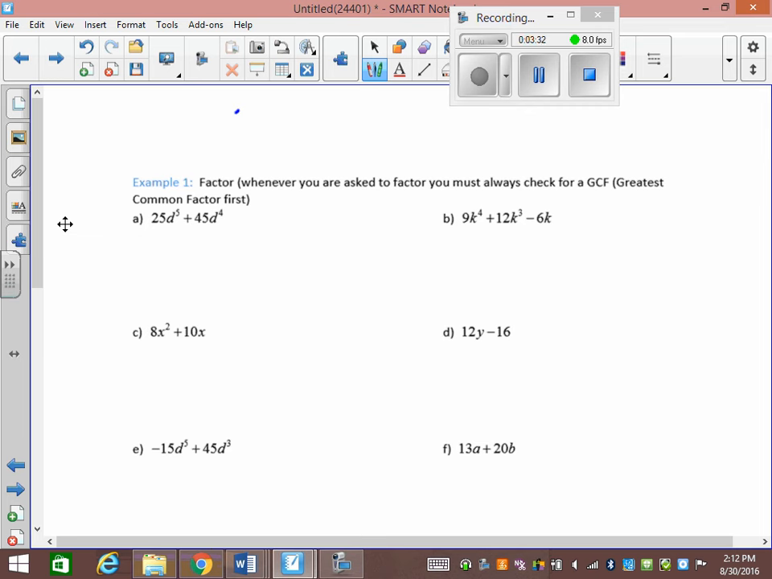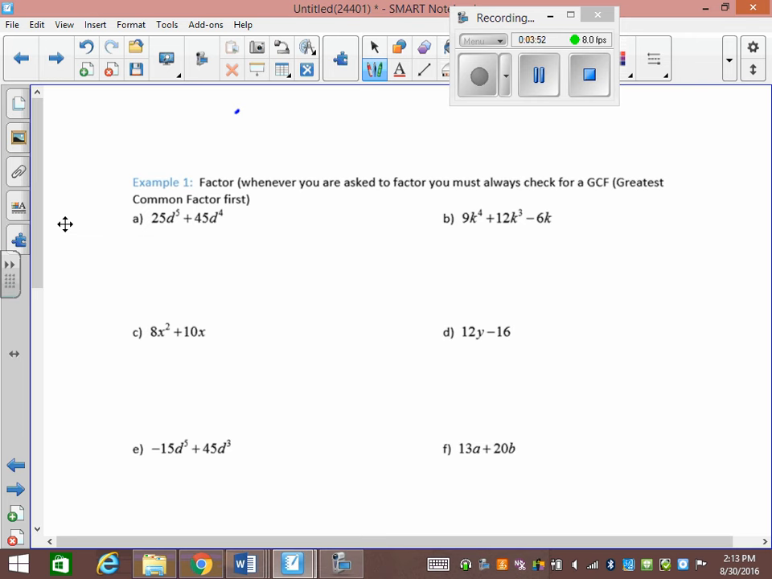Okay. So, example one. Factor. Whenever you are asked to factor, you must always check for GCF first. You will always check for GCF, because sometimes you can't even get to the difference of squares until you take out a GCF. Sometimes it's just going to be a GCF. So always, when I'm practicing, try to go for the GCF first. So we'll do A together.